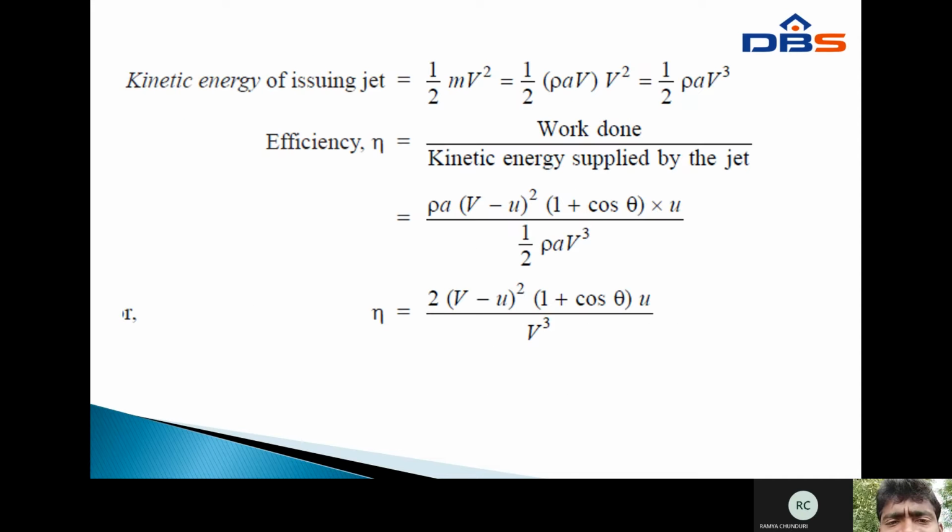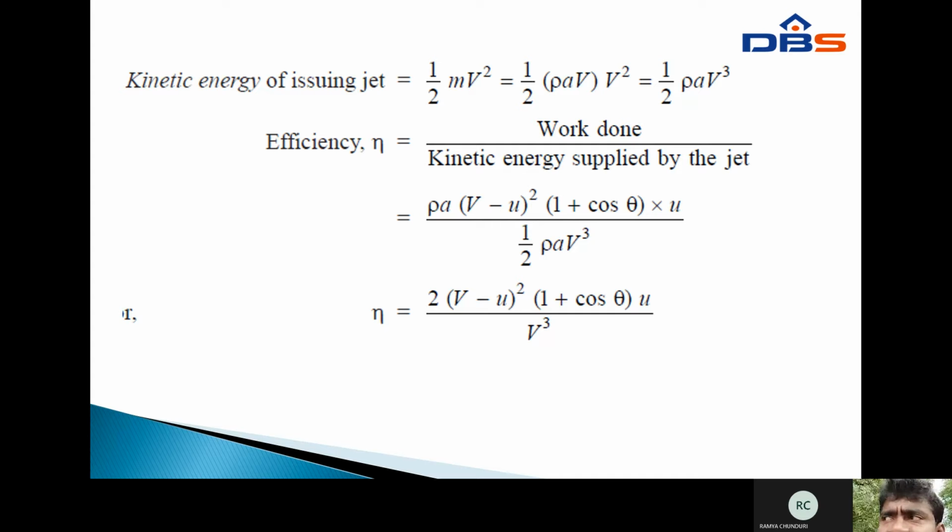Next, the kinetic energy of the issuing jet equals half m v squared. This is the kinetic energy equation. In this equation, the value of m is substituted. m is ρ a v, which is the mass per second. So the equation is ρ a v times v squared, giving 1/2 ρ a v cubed.